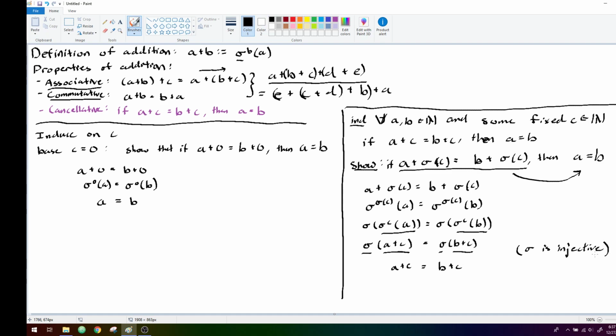And just to refresh your memory, an injective function is one where if you know that the result of the function is the same, then you know that the inputs must have been the same. You feed two inputs into a function, you get the same result. You must have put in the same input twice. So that's how we get to this conclusion. But from our inductive hypothesis, we know this entails that a equals b. And with that, we have established that addition is in fact cancellative. See you next time.